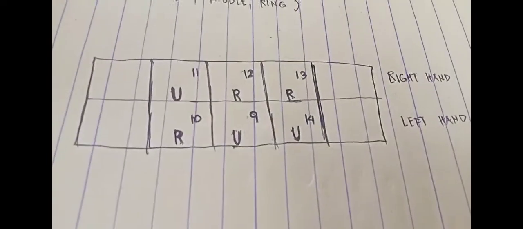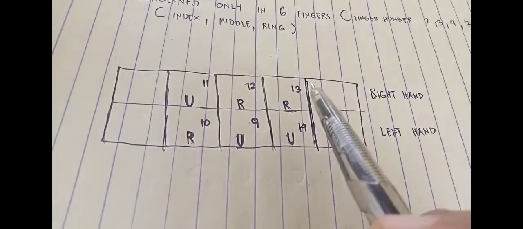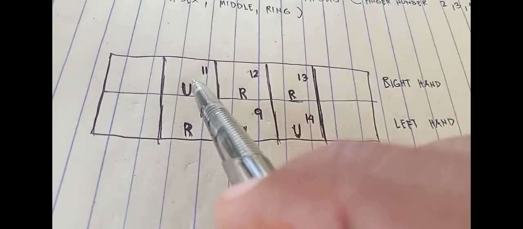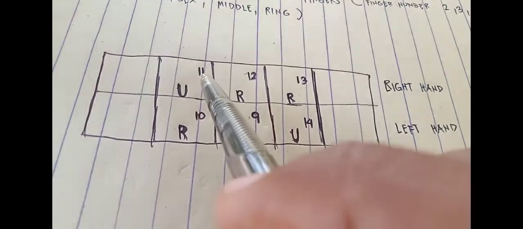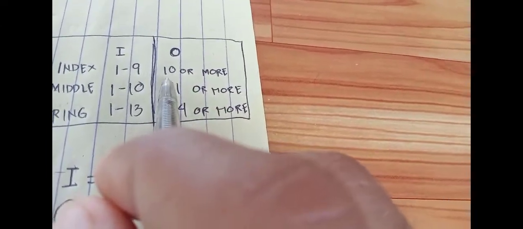So, let us now proceed to the problem. This is an ulnar loop in the right index finger. It has a ridge count of 11. So, if we look back, it has a symbol of letter O because it is 10 or more. So, I wrote letter O here.